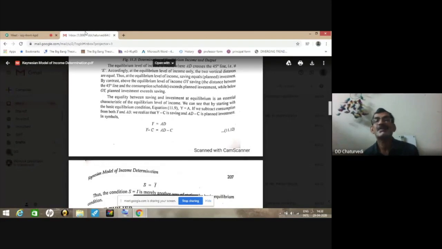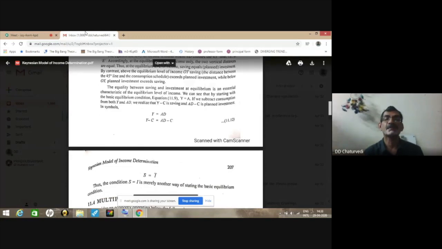Now we have equation number 11.12, which shows that from the equilibrium condition, if you deduct C from both sides, Y minus C will become S, because income which is not consumed will be saving. And from the right hand side, if you deduct C, then you will get investment, because aggregate demand in the two sector economy comprises consumption and investment demand. So whenever we have equilibrium in the two sector economy, saving will be equal to investment.